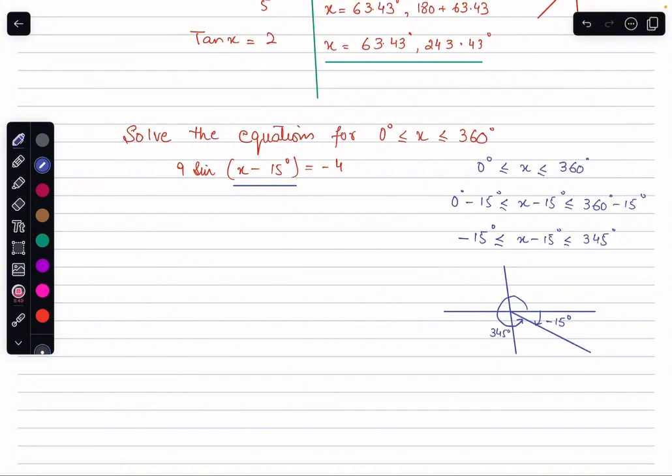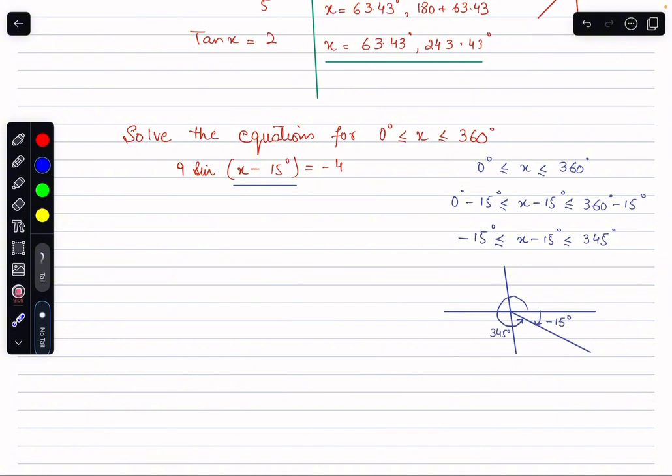So instead of 0 to 360 for x minus 15, I can see that my domain value now is from negative 15, starting from this line here, starting from this rotation value here, up till 345 degrees. So this is called adjusting the domain.